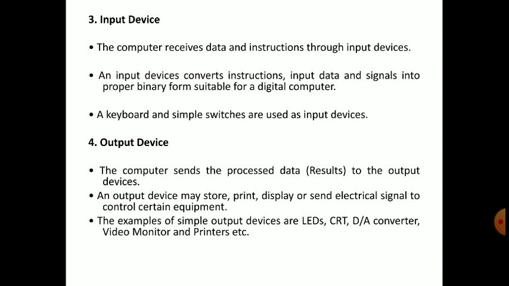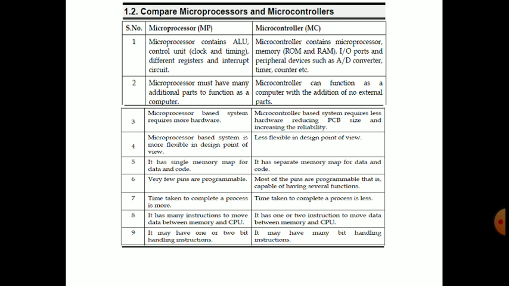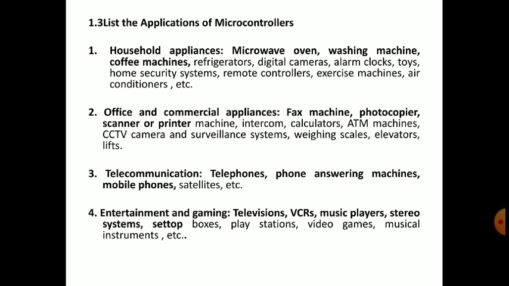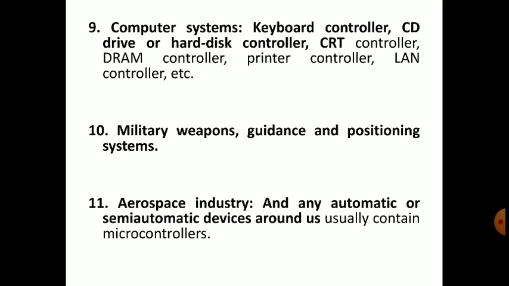And we have seen the input device, what it will do. It will convert the instructions and input data signals into proper binary form suitable for a digital computer. And we have seen the output device, with examples. And we have seen the most important topic here, the difference between the microprocessor and microcontroller. So we may consider the most advanced version of microprocessor is a microcontroller. It has different features, and it is faster because of separate memory maps for both data and code. And we have seen the real world applications of this microcontroller, where a number of applications are used.